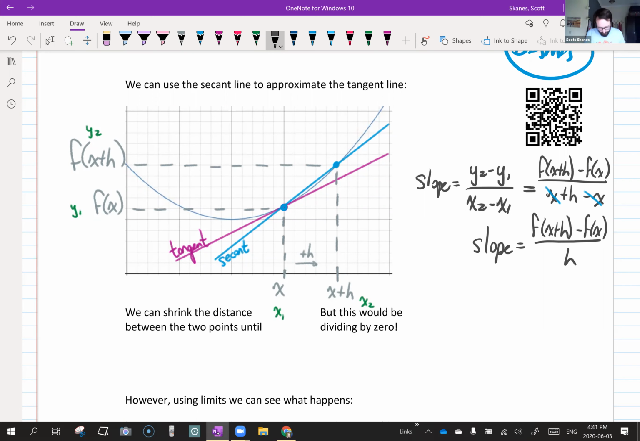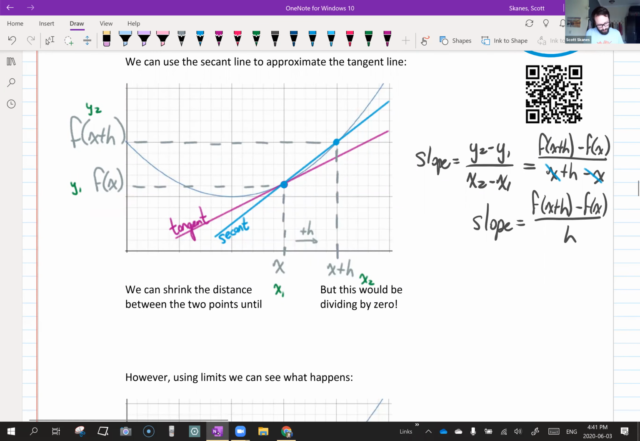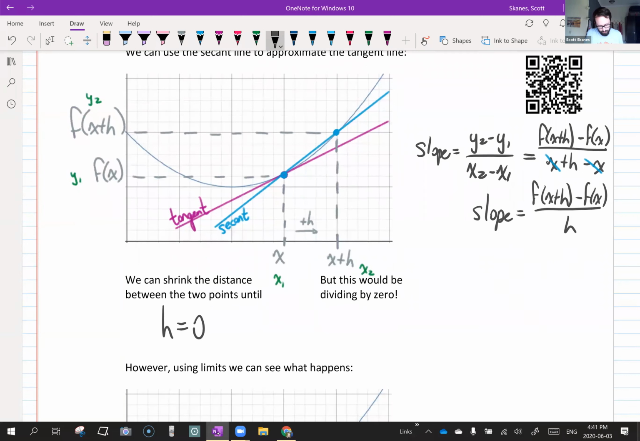Okay. So let me finish my thought here. If we were able to shrink the distance h between the 2 points until h is 0, make it so small that it becomes 0, we would end up dividing by 0. We have a 0 here. We want to make the distance tiny, but that would divide by 0. I'm just going to say use limits.